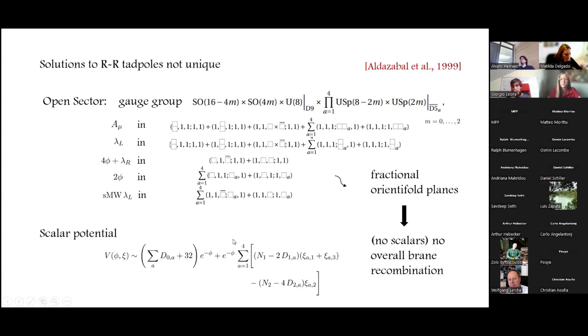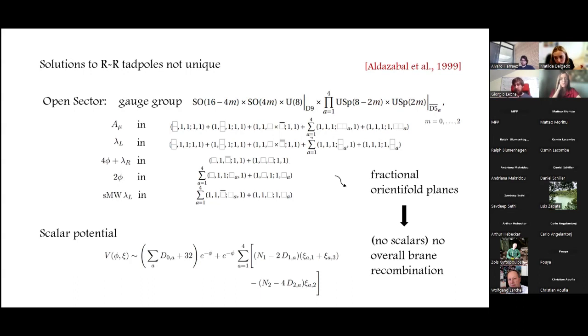This has a straightforward geometric interpretation again, since moving anti-D-branes away from the fixed points would leave uncancelled Ramond-Ramond tadpoles, which are given by a non-trivial charge of the orientifold planes, which lie on the Z4 fixed points. And therefore, such recombination is forbidden.